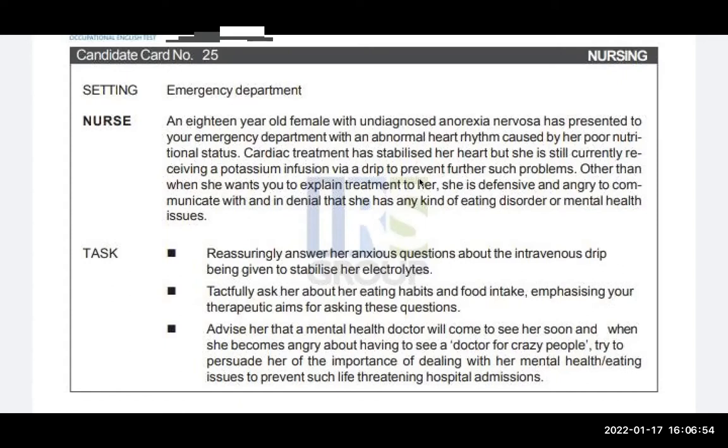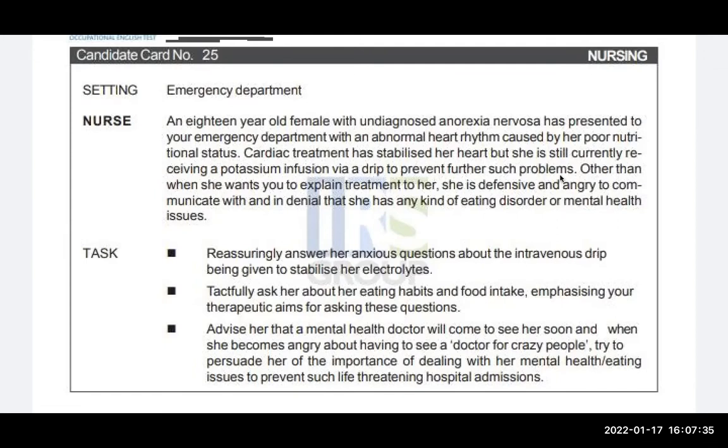Well, I'm really sorry, but I would like to tell you the treatment which is going on is very important for you, because I can see from your notes that you presented to our emergency department with an abnormal heart rhythm, which was basically caused by your poor nutritional status. So I'm afraid to say that we have got to know that your nutritional status has not been up to the mark, and that is why you were having abnormal heart rhythm. For this, cardiac treatment was important. So we have given you the cardiac treatment, and now you are stable, your heart is stable, but still you are receiving a potassium infusion via an IV drip, that means intravenous, to prevent further such problems.